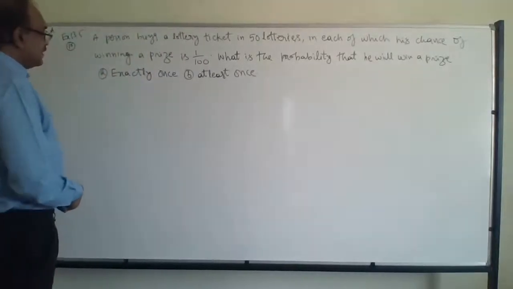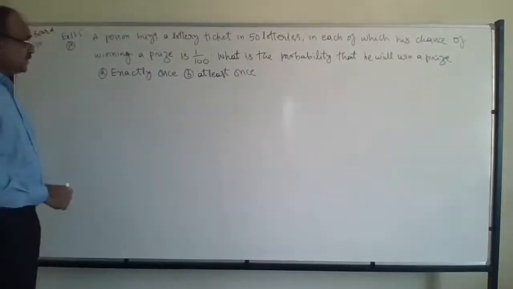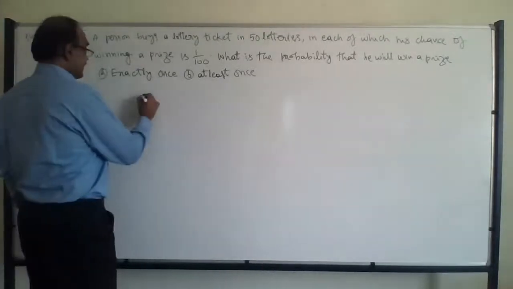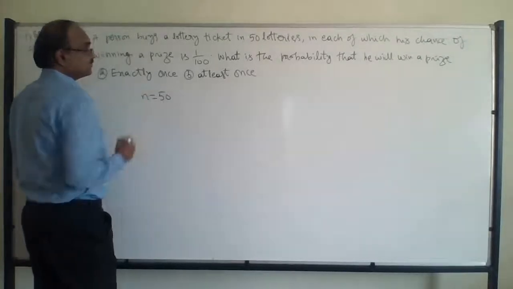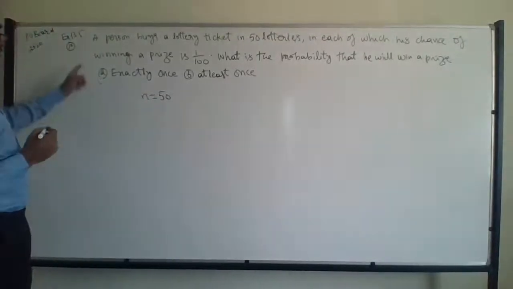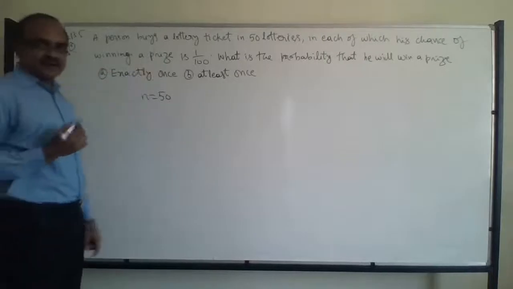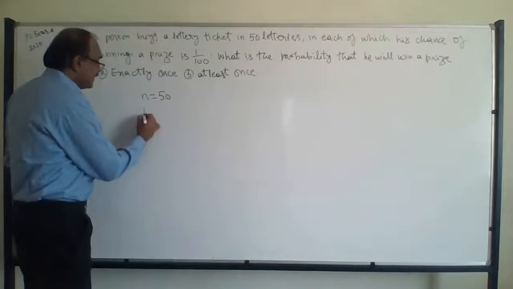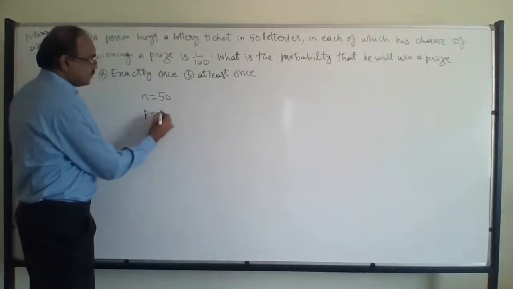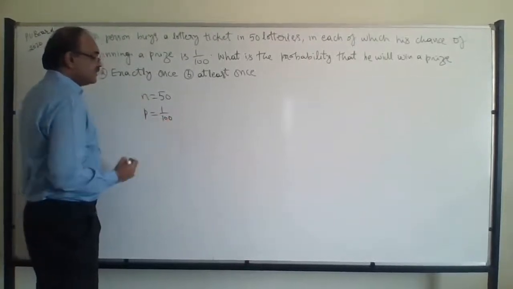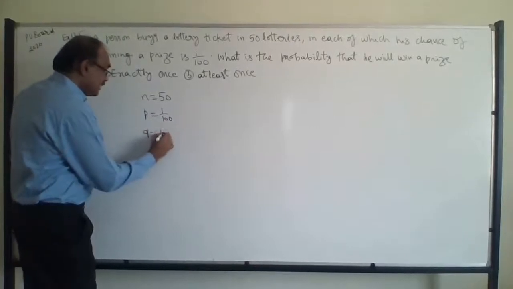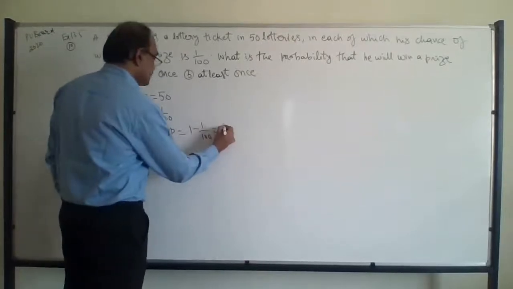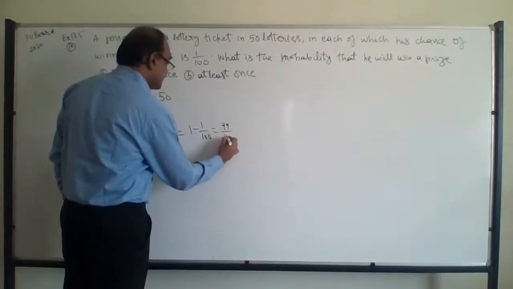Let's try to do this. A person buys a lottery ticket in 50 lotteries. Means n is 50, in each of which his chance of winning a prize is 1 by 100. They have already given p. Consider winning as success, so p is 1 by 100. What is q? 1 minus p, that is 1 minus 1 by 100, which is 99 by 100.